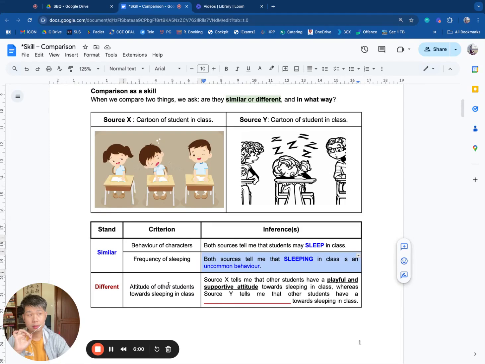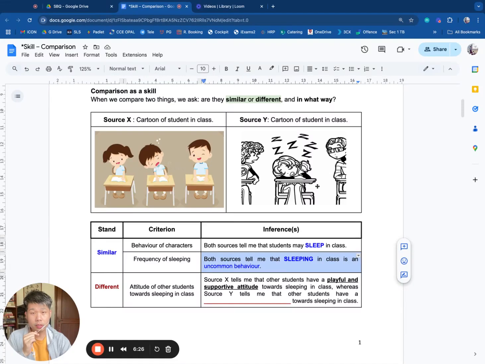What then is different about these two sources? What picks them apart? And we observe that the response of the classmates appears to be different, because here I see that the friends are winking and smiling. So it seems like they approve of this behavior. They find it funny. They find it amusing. Yet, on the other hand, here this boy is concerned and the girl is scolding.